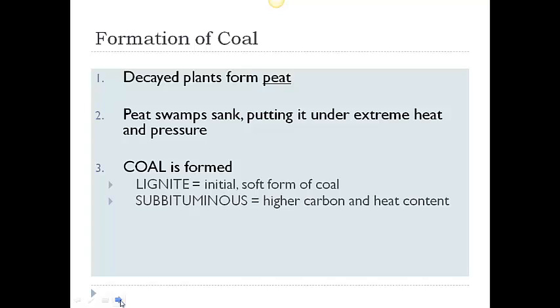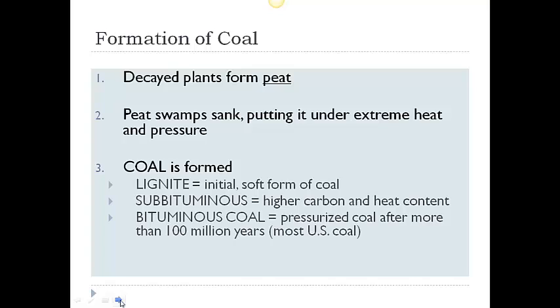As it gets under higher heat, we get what's called subbituminous. And then finally, the bituminous coal has been under pressure and heat for more than 100 million years. And that's the most common type of coal that we use in the United States because you're going to get the most energy out of that type of coal.